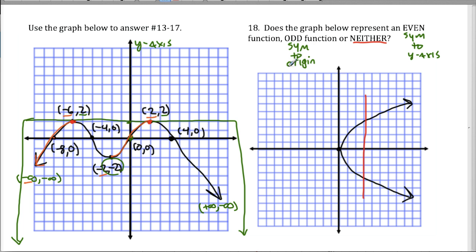Because I remember that from O, odd, origin, O. So that's how I remembered. That was my mnemonic device to remember that. And here, simply, it just wasn't a function. So my answer to number 18 was neither, neither even nor odd.